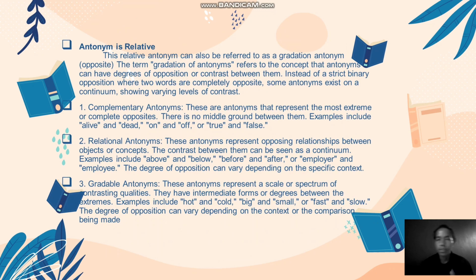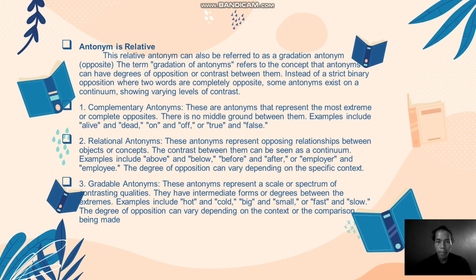The second one is that antonym is relative. This relative antonym can also be referred to as a gradation antonym. The gradation antonym refers to the concept that antonyms can have degrees of opposition or contrast between them. Instead of a strict binary opposition where two words are completely opposite, some antonyms exist on a continuum showing varying levels of contrast.